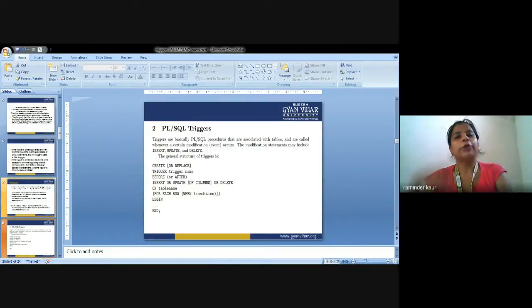Now I am going to provide you the difference between two types of triggers, that is after trigger and instead of trigger. What would be the function on the behalf of that function? What is the difference between after trigger and instead of trigger? So have a look at the same.